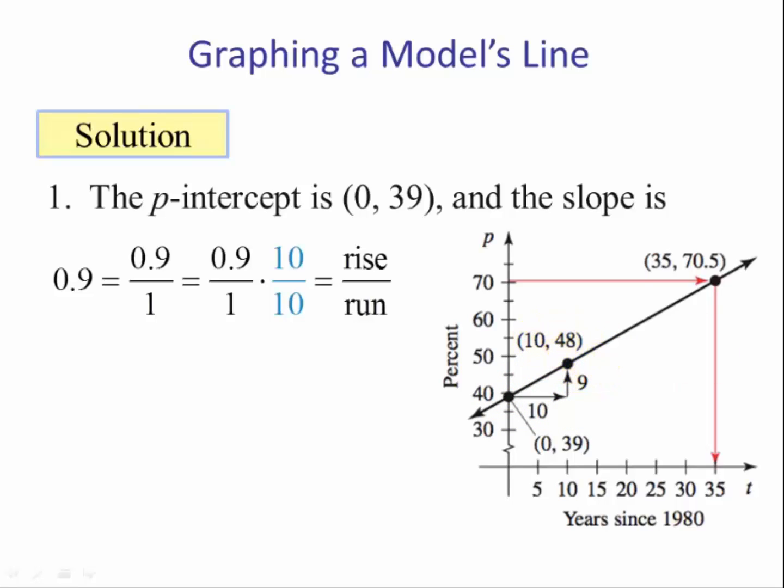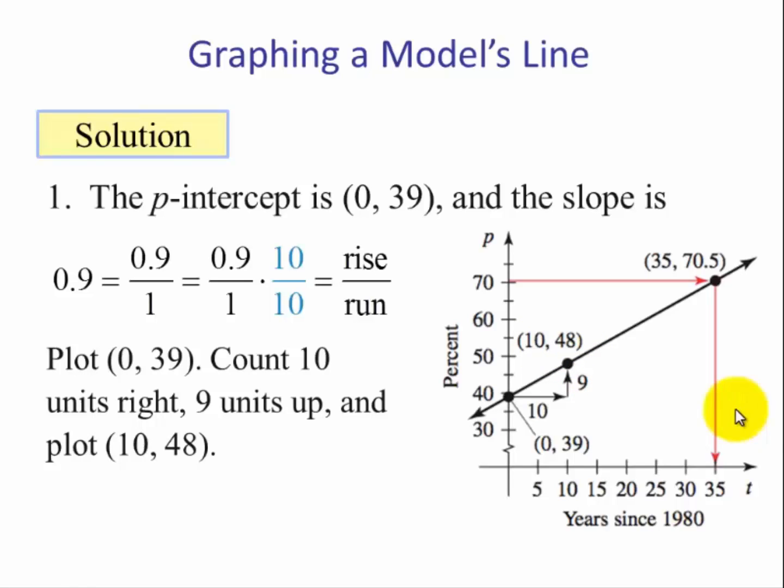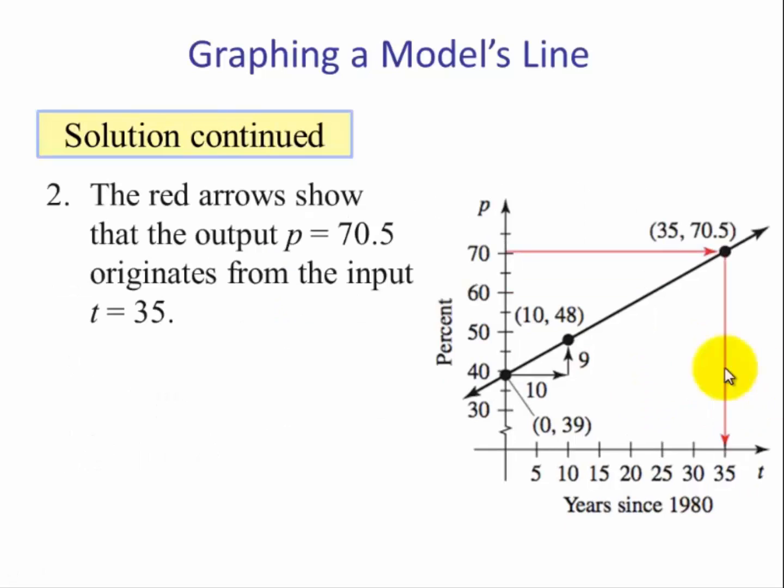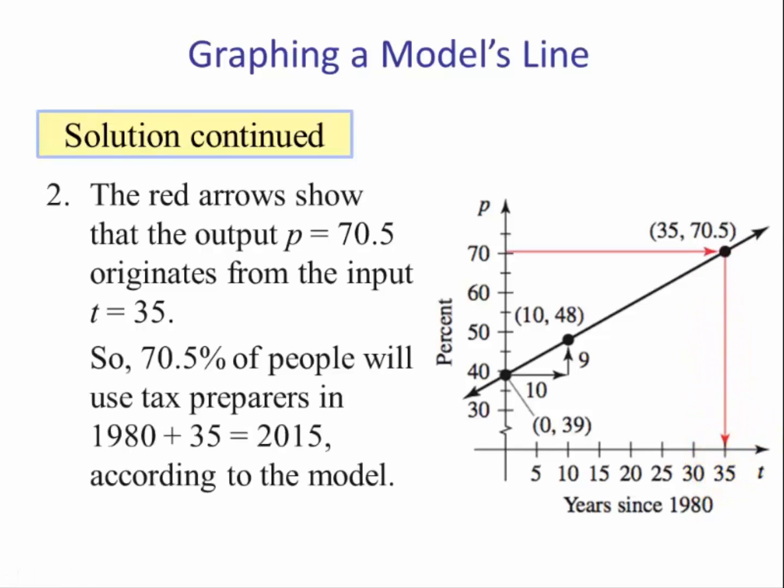We get the point (10, 48). We connect these points, and we have our line, and we want to predict what year it will be when p is 70.5. So estimating using the line, we see that when p is 70.5, the corresponding t is about 35. So 70.5% of people, according to the model, will use tax preparers when t is 35, and since t is how many years after 1980, we would predict in about 2015 the percentage will be 70.5%.